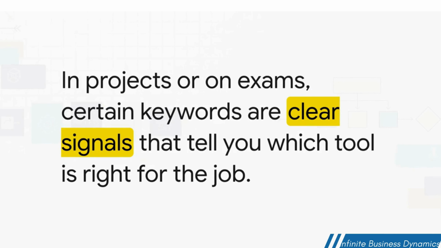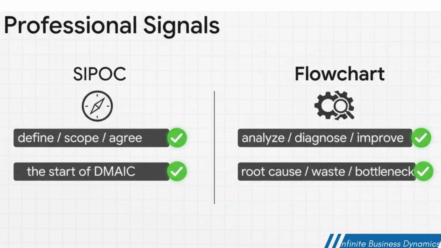So, how do you know which one to reach for? Well, in the real world, and especially on certification exams, it's all about looking for the signals. There are trigger words that basically scream at you which tool is needed. So listen for these keywords. If the objective in the meeting or the question on the test uses words like define, scope, or agree, your brain should immediately fire off SIPOC. But if you see words like analyze, diagnose, improve, or if you're on the hunt for a root cause of a problem, like a frustrating bottleneck, well, that is a job that requires the detailed, surgical precision of a flowchart.